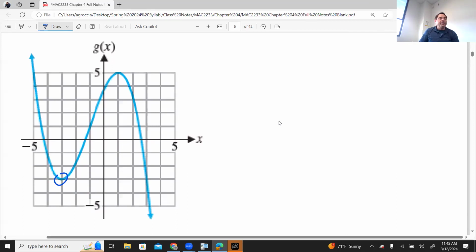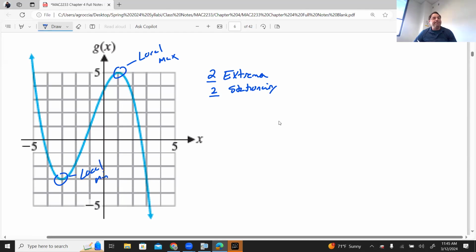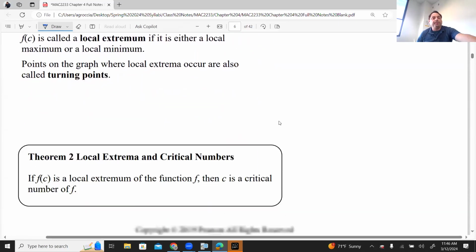So we have 2 extrema, and both of them are stationary. Okay, we would call this a local max, and we would call that a local min. Okay, and again, just kind of learning what it is. The up arrow means it goes up forever, and the down arrow means it goes down forever. So those are not extrema because they don't end, they just keep going. Okay, let's look at some more.